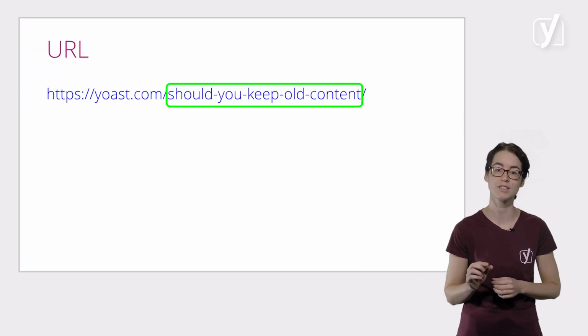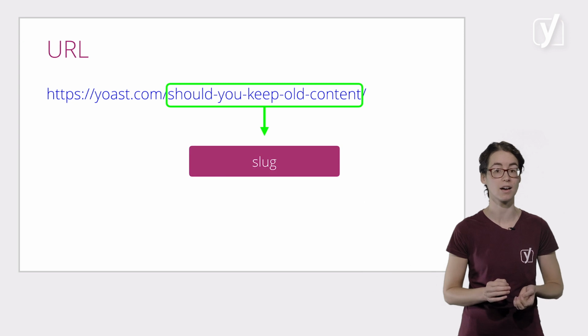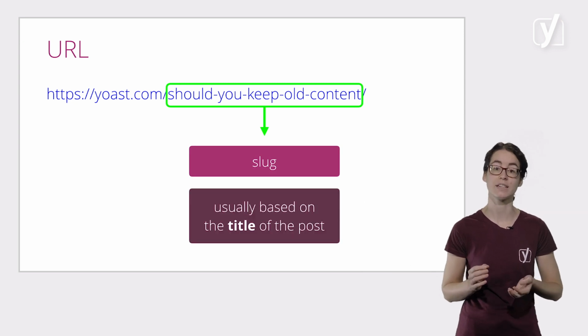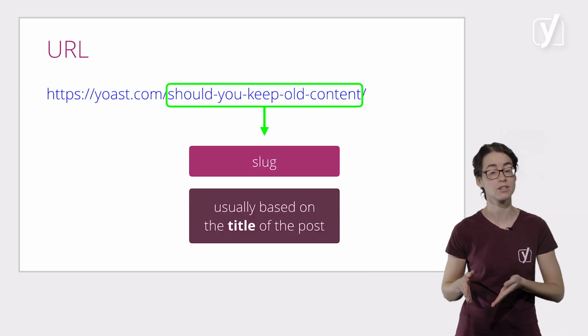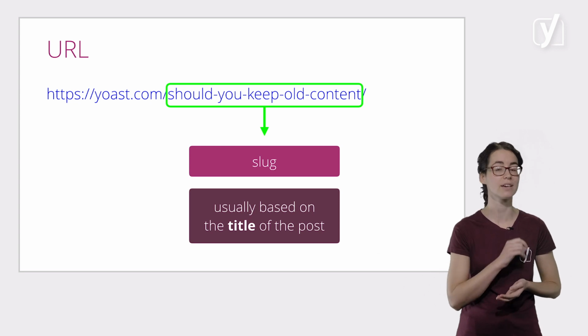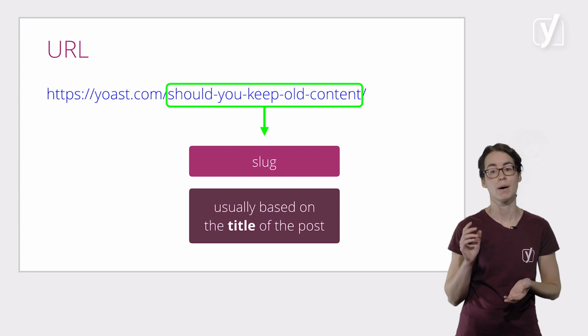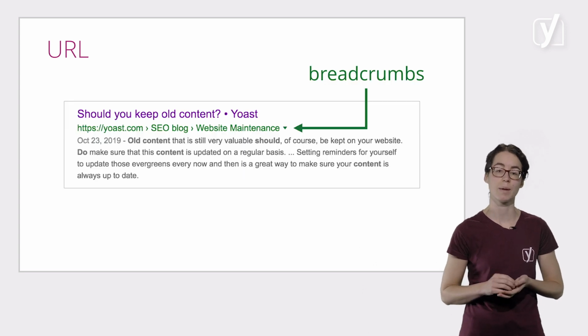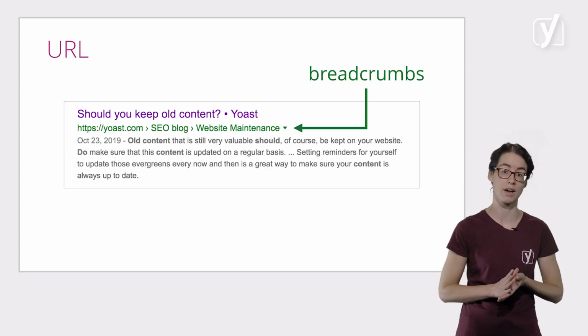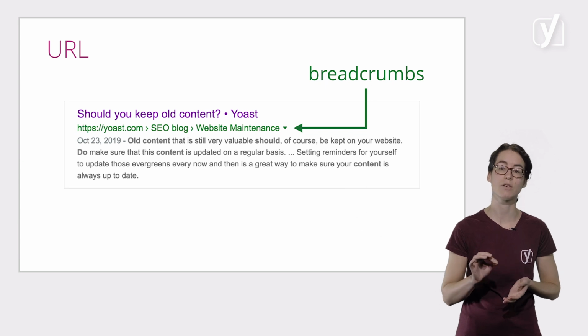We'll focus on the last part of it, which is called the slug. Usually, the slug is automatically created based on the title of the post. But still you can optimize it. For example, by making it shorter. But more on that in the next video. And by the way, if you use breadcrumbs on your site, these could appear instead of the full URL.